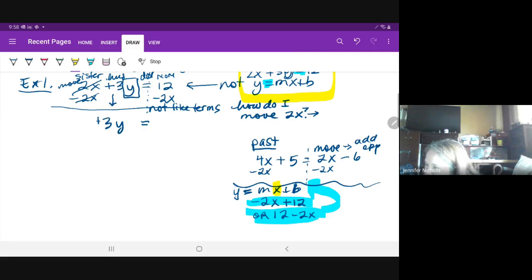So what do you think? If the x is here? Yeah, that's what I think. Now, it is possible to do it the other way, but then it takes more steps. Okay, so negative 2x plus 12.